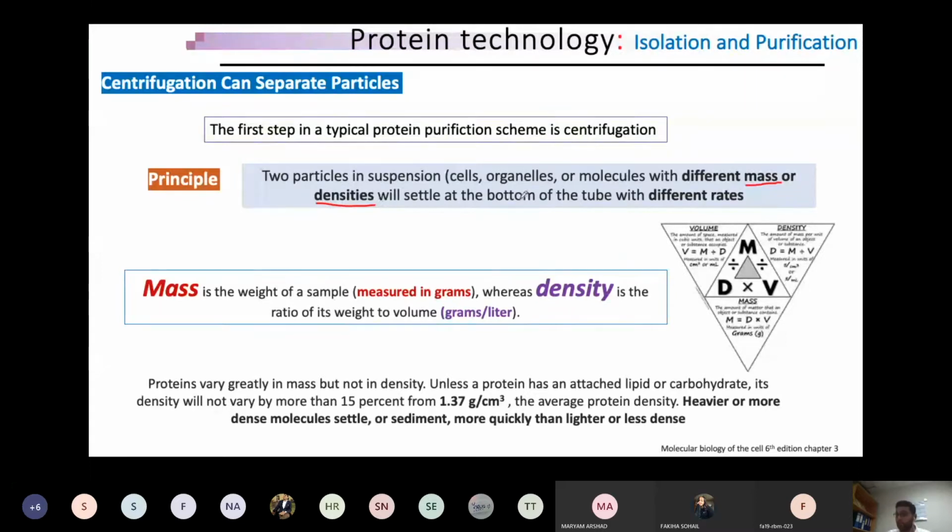centrifugation. So that's also very alarming, because if we are interested in two fragments which have the same mass, you cannot, you see, if two proteins have similar densities, you can separate them by centrifugation. So this is simple.